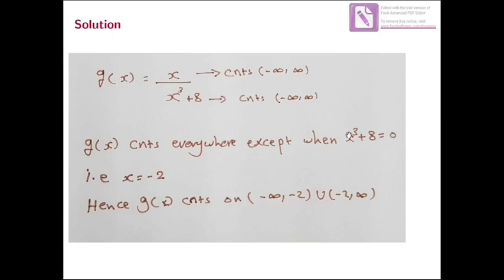is equal to 0. So we need to solve this. That means x cubed is equal to minus 8. So x is equal to minus 2. So g(x) will be continuous everywhere except at minus 2, or we can write it as an interval from minus infinity to minus 2 union from minus 2 to infinity.